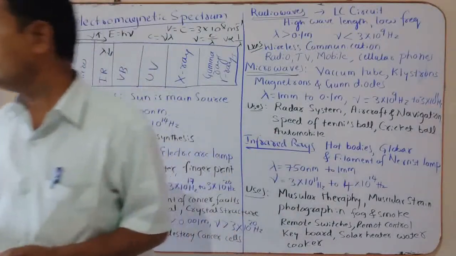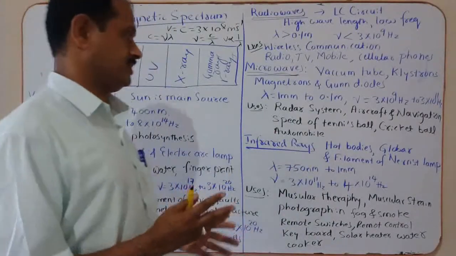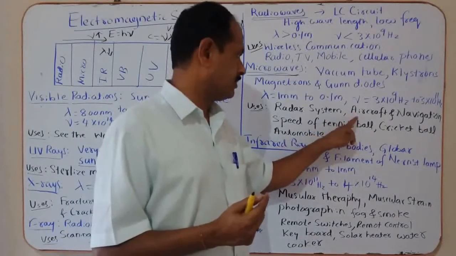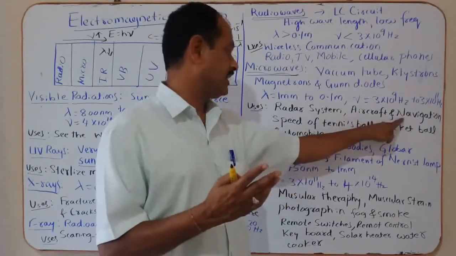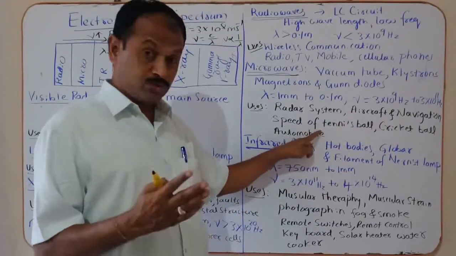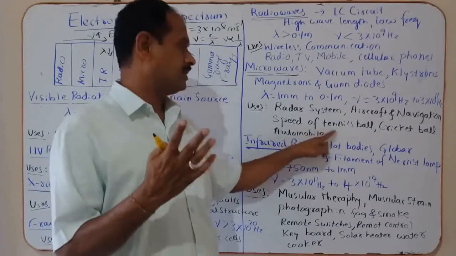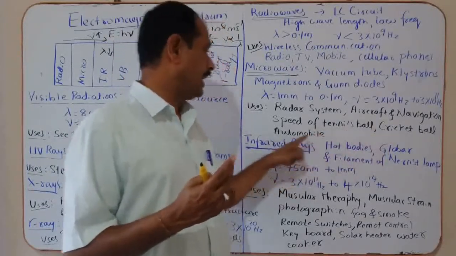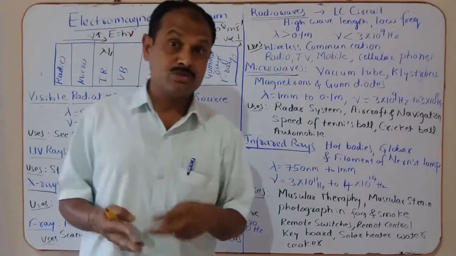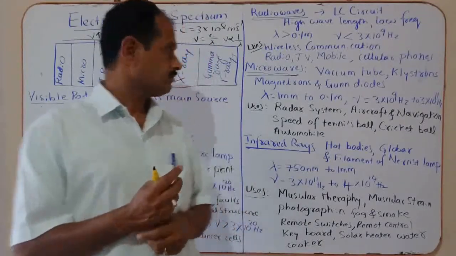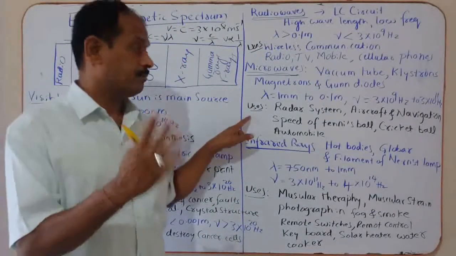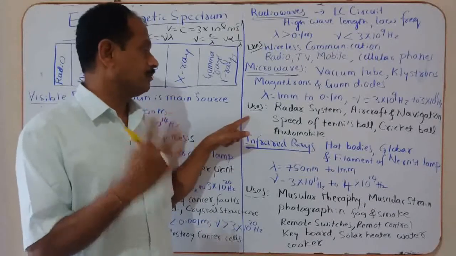They are used in radio systems, in aircraft navigation, and to find out the speed of the tennis ball, cricket ball, and automobile, and also in the microwave oven. These are the uses of microwaves.